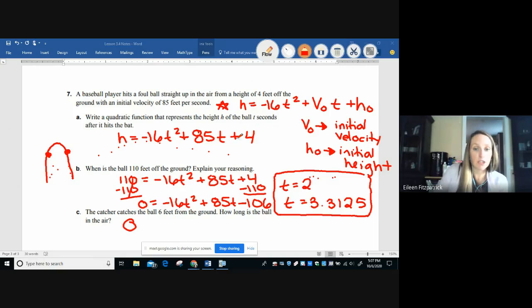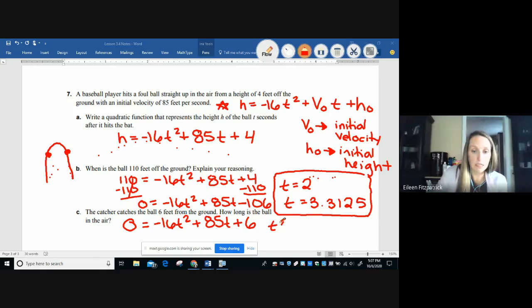But our function changes. It's no longer an initial height of 4, it's an initial height of 6, okay, because it says the catcher catches the ball 6 feet from the ground. So it's 0 equals -16t squared plus 85t plus 6. So you'd want to solve that equation, and same thing, you're going to use the quadratic formula. I'm going to let you do that on your own, and you're going to see what the values are for t.